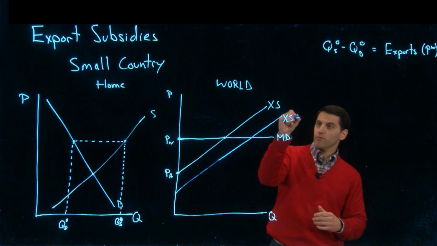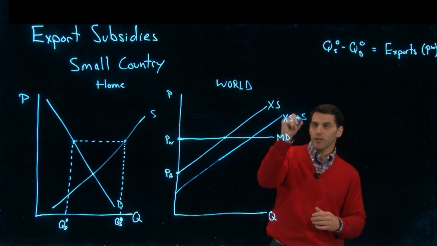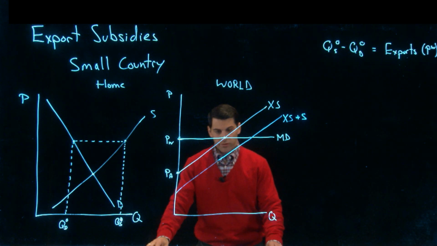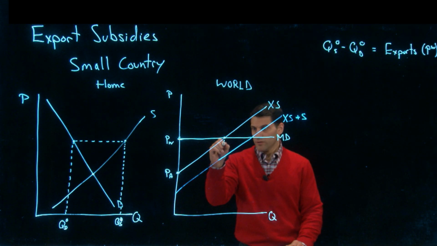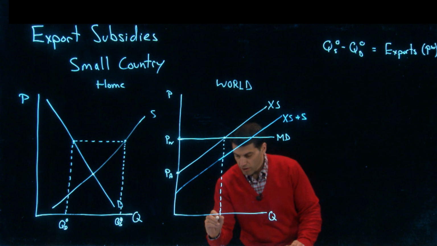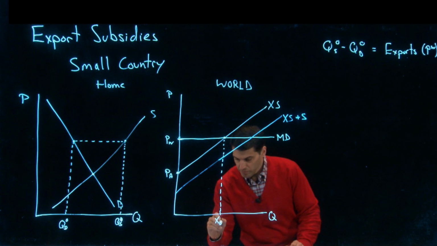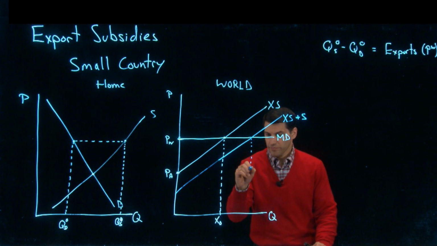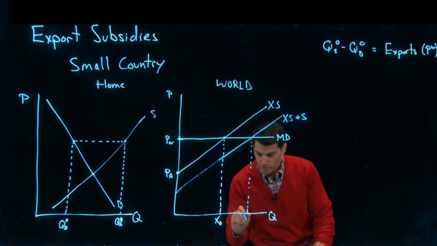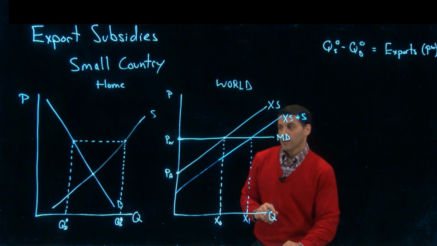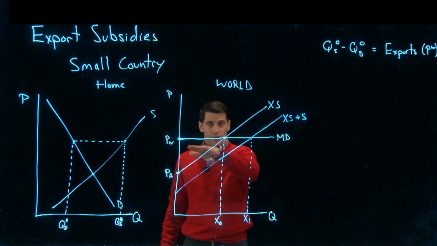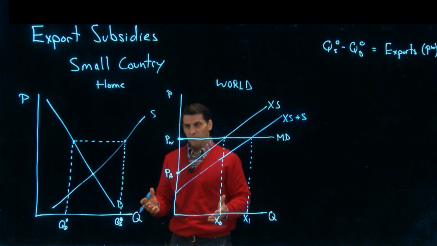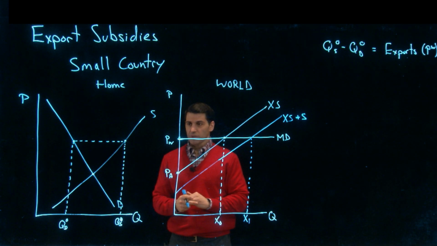Here's our supply curve, export supply curve with the subsidy S. And now what's going to happen here? So we'll go from having our initial exports at 0. They would increase now to X1. And again, we're still dealing with this world price. Now the question is, well, where does that increase in exports come from? We're going to see it in two places.